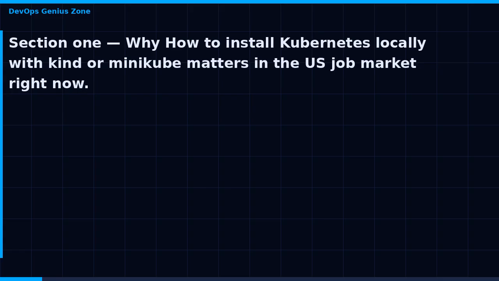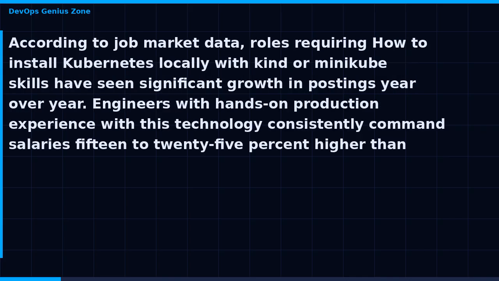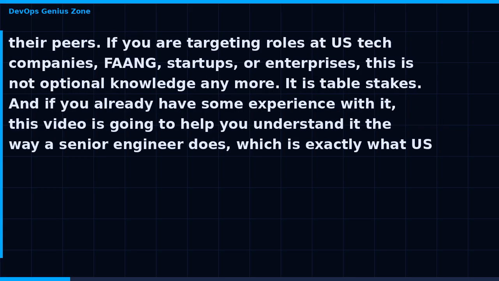Section 1: Why how to install Kubernetes locally with Kind or Minikube matters in the US job market right now. Kubernetes is the container orchestration platform running at virtually every major US tech company. CKA and CKAD certifications are among the highest paying in the DevOps field. According to job market data, roles requiring how to install Kubernetes locally with Kind or Minikube skills have seen significant growth in postings year over year. Engineers with hands-on production experience with this technology consistently command salaries 15 to 25% higher than their peers. If you are targeting roles at US tech companies, FAANG, startups, or enterprises, this is not optional knowledge anymore.